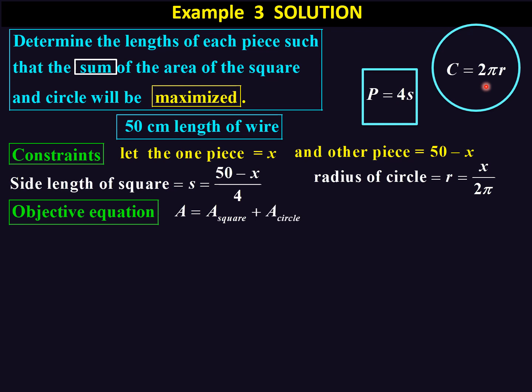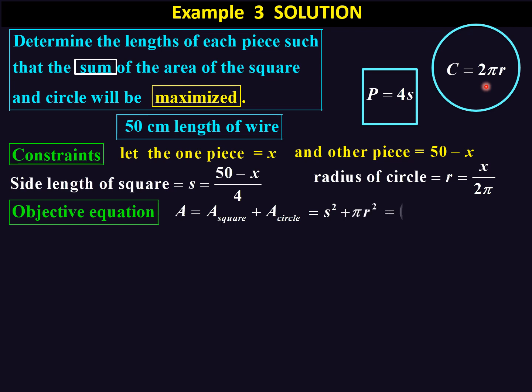Come, what's the area of a square? That's correct, side squared. And the area of a circle? Those are formulas you must know. It will not be provided in an exam. So the area of a square is side squared. The area of a circle is pi r squared.